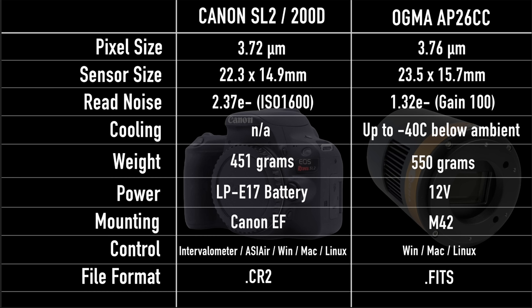You will need some kind of software that can understand the Ogma and record in that format, but it's pretty easy to find programs that can do that, whether it's APT or Nina or Sequence Generator Pro. There's tons of different options for control software that can save in that format.